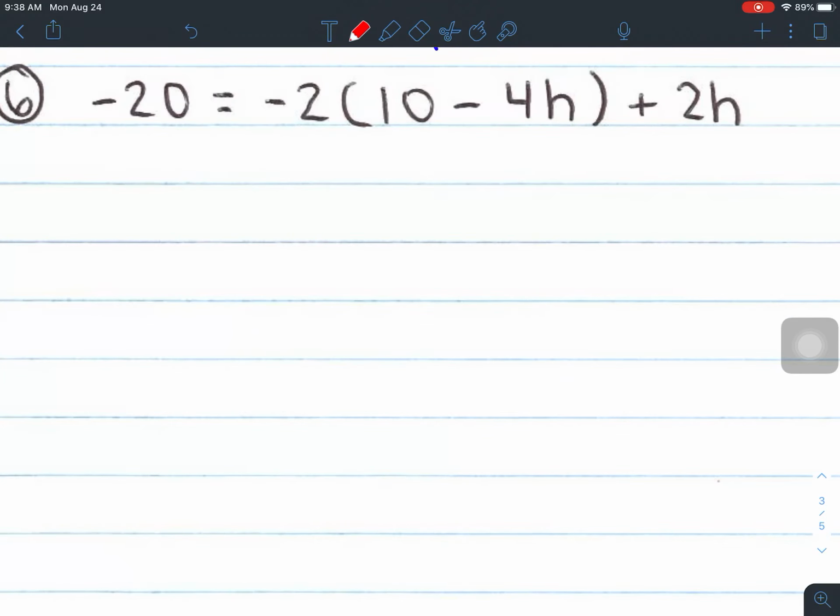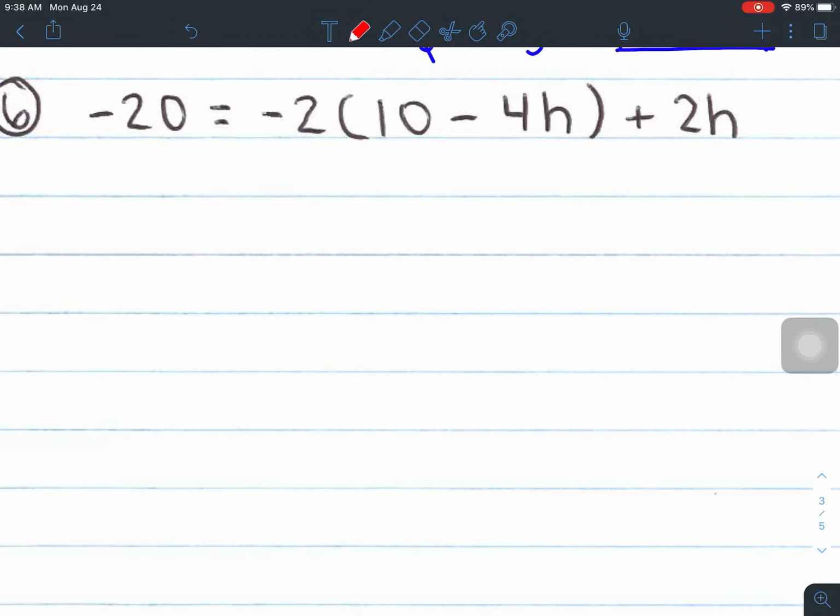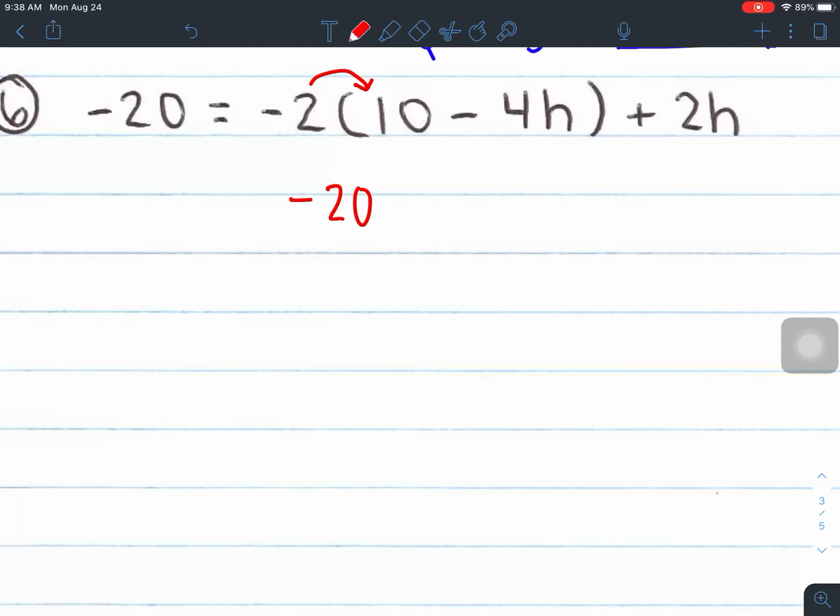First goal is get rid of those parentheses. We don't like them. So we're going to distribute to get rid of the things in the parentheses, and you distribute the number directly attached. And remember, distribution is multiplication. Negative 2 times 10 is going to be negative 20. Negative 2 times negative 4h is positive 8h. A negative times a negative is a positive.